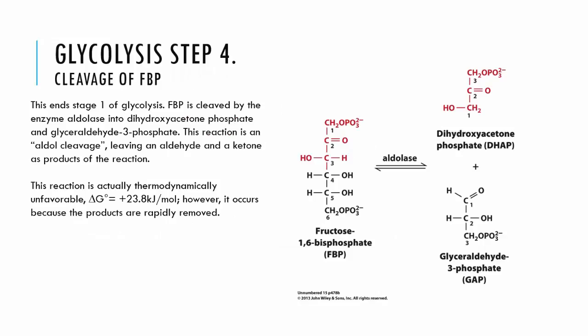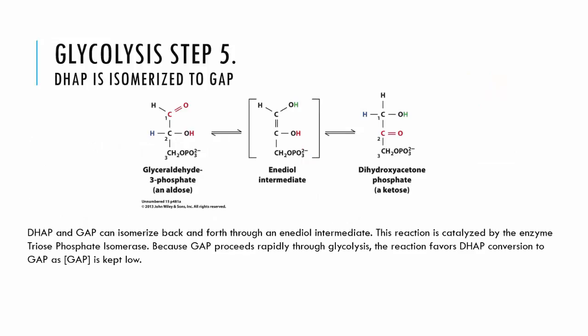In step 4, fructose 1,6-bisphosphate is cleaved into an aldehyde, glyceraldehyde 3-phosphate, and a ketone, dihydroxyacetone phosphate, with the enzyme aldolase. Unlike the isomerase reaction in step 2 that is near equilibrium with a ΔG of 0, this reaction is actually thermodynamically unfavorable, but it still occurs rapidly as the products of this reaction are quickly removed in the next step of glycolysis. In step 5, DHAP is isomerized into GAP by triose phosphate isomerase, and while this reaction is reversible, it favors production of GAP as GAP is used up in the next step of glycolysis.